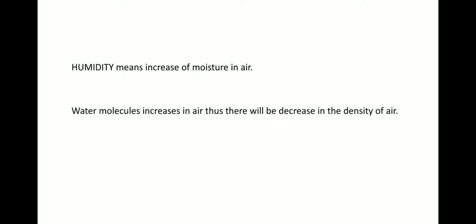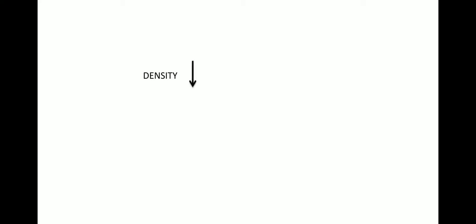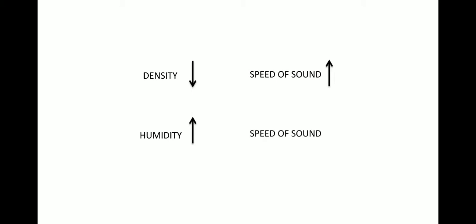Humidity. Humidity means increase of moisture in air. So when water molecules increase in air, there will be a decrease in the density of air. If the density of the air decreases, then we know that the speed of sound increases. So if the humidity increases, density decreases, therefore the speed of sound increases. So humidity and speed of sound are directly proportional. The speed of sound in air increases with the increase in humidity in air.